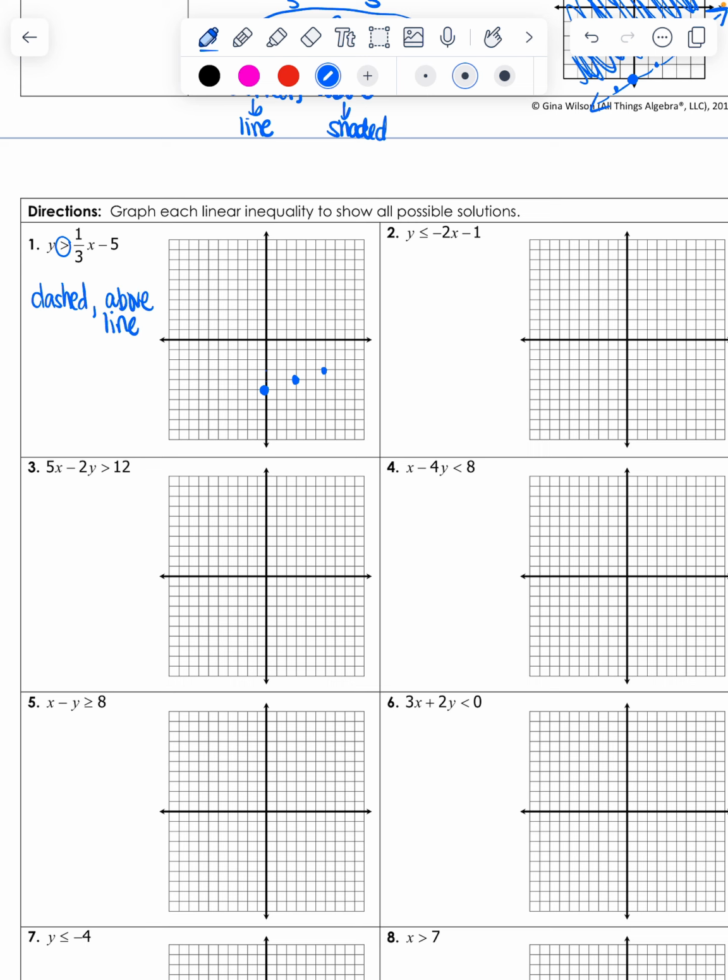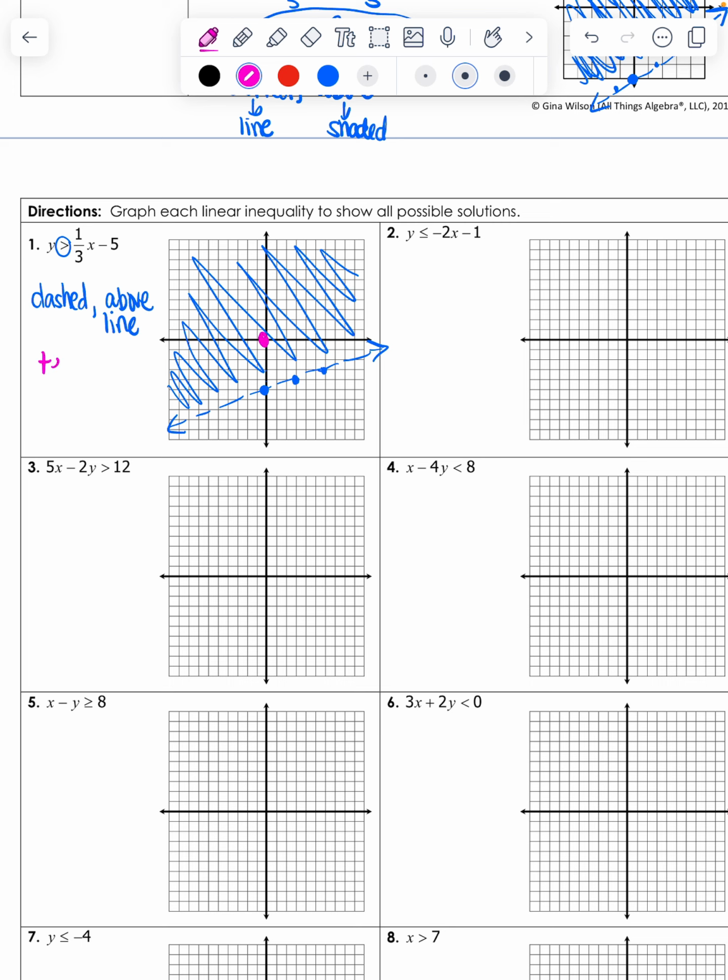So when I connect these points, I'm going to connect them not with a solid line, but with a dashed line. And the solutions are above it. Now, if you're not really sure how we tell that it's above, honestly, the easiest way is to just memorize that greater than is above and less than is below. But if you want to mathematically show that it's definitely above, pick a point, any point. Usually 0, 0 is the easiest point to use.